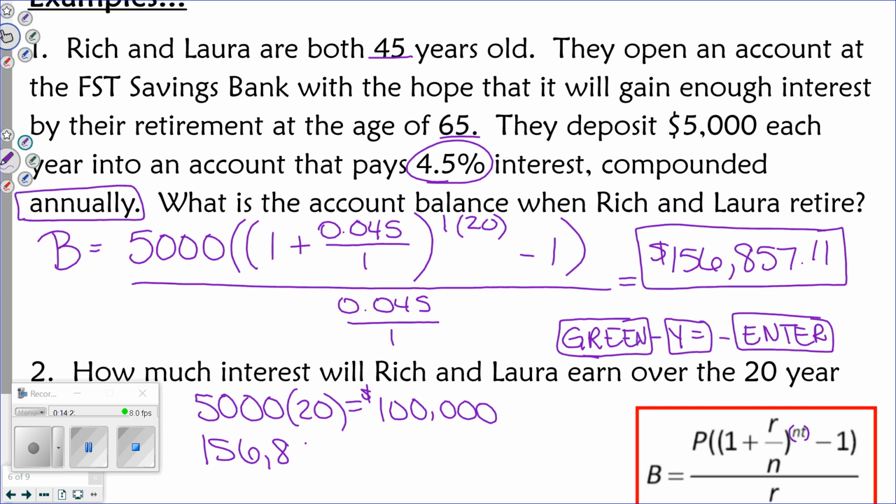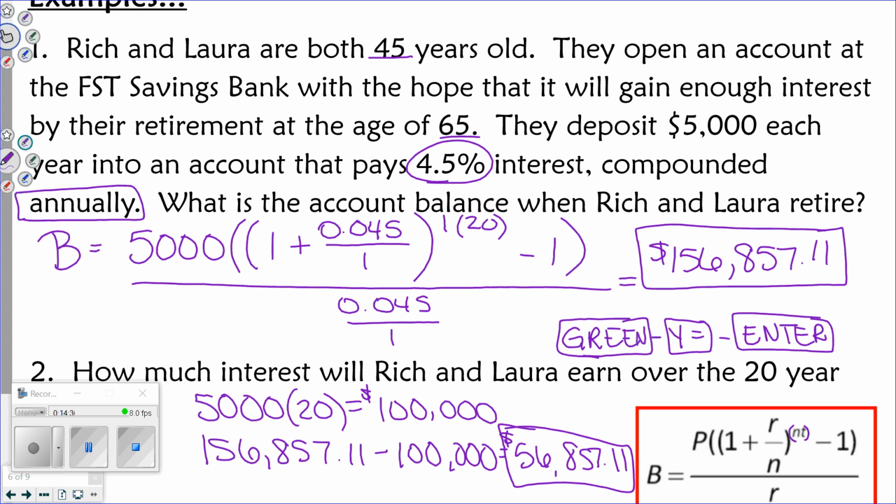Obviously, this is a real easy one, the way it's set up. But what you're doing is you're subtracting that then. So $56,857.11. I don't know, what do you guys think? $56,000 in interest? How's that? That's pretty decent, yeah, I'd say. That's 20 years. Okay. It looks big, but it's not. Yeah, but that's $56,000 for free.